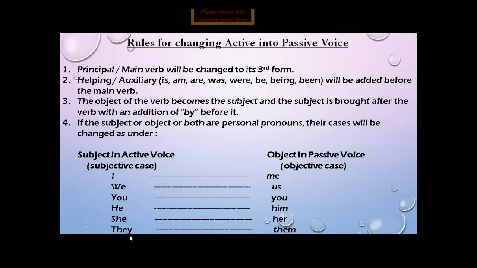I hope students take a screenshot of these rules. You have to write them in the copy. I hope you have taken the screenshot. Now let's move on.